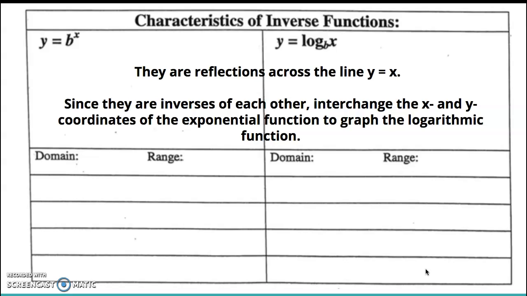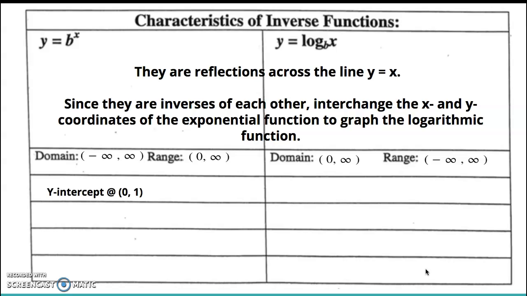We know the domain of our exponential function is negative infinity to infinity, and if all our x's and y's are interchanging, then that means the range of our logarithmic function has to be negative infinity to positive infinity. We also know that the range of our exponential function is 0 to infinity, which means the domain of the logarithmic function has to be 0 to infinity.